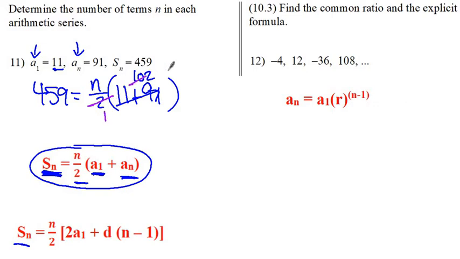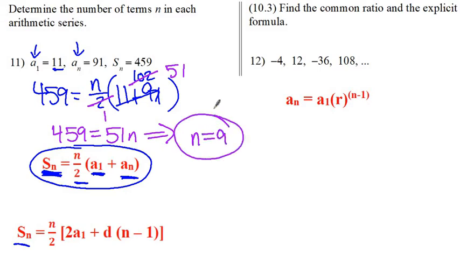2 goes into itself once, it goes into 102 51 times. So we're left with 459 equals 51n. And then if you divide both sides by 51, you would get n is equal to 9. So there are 9 terms in that series right there.